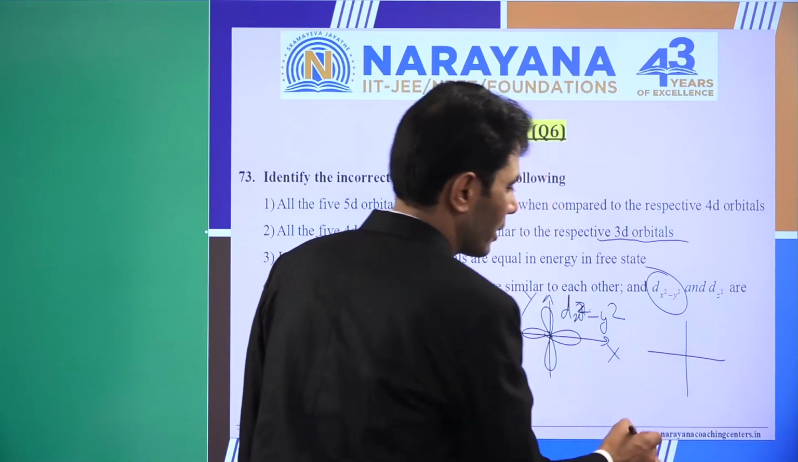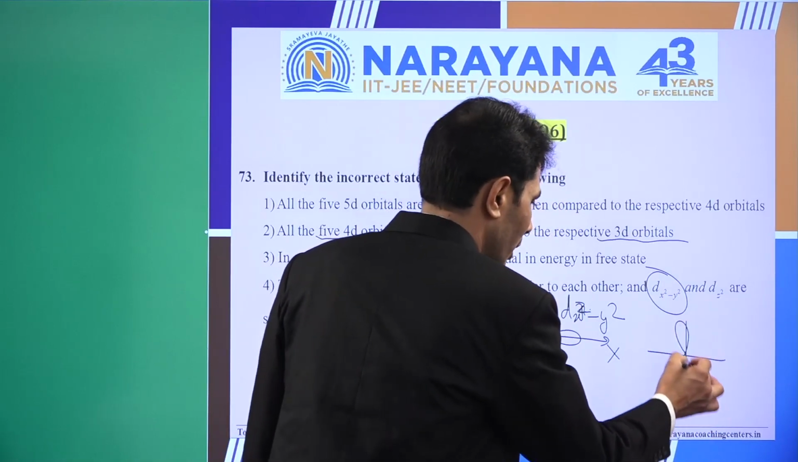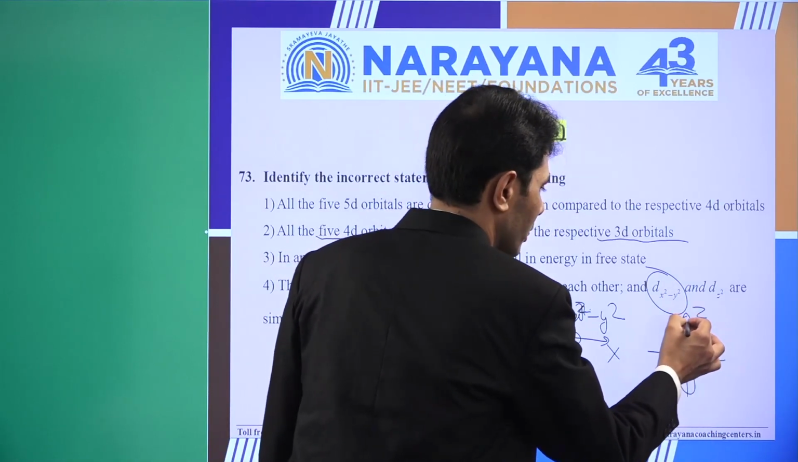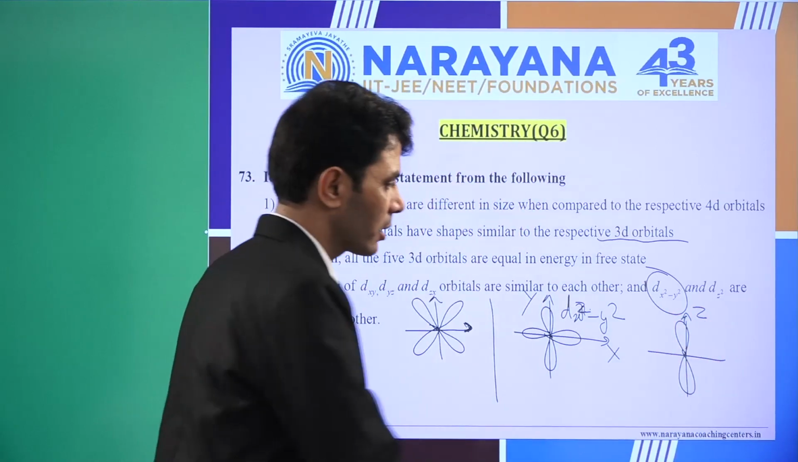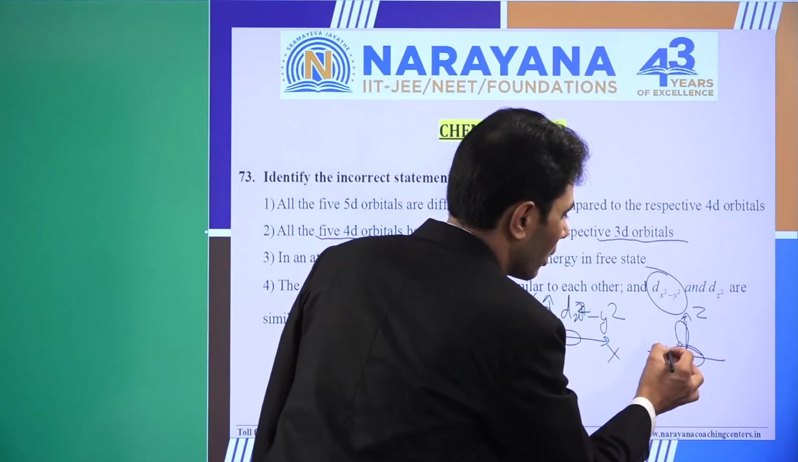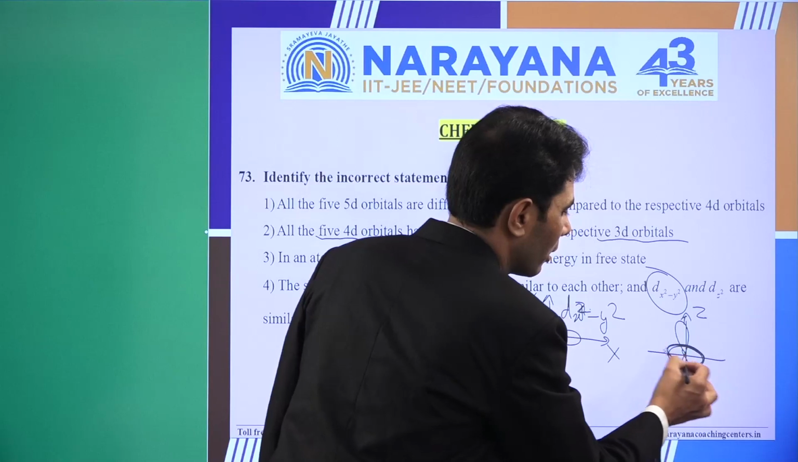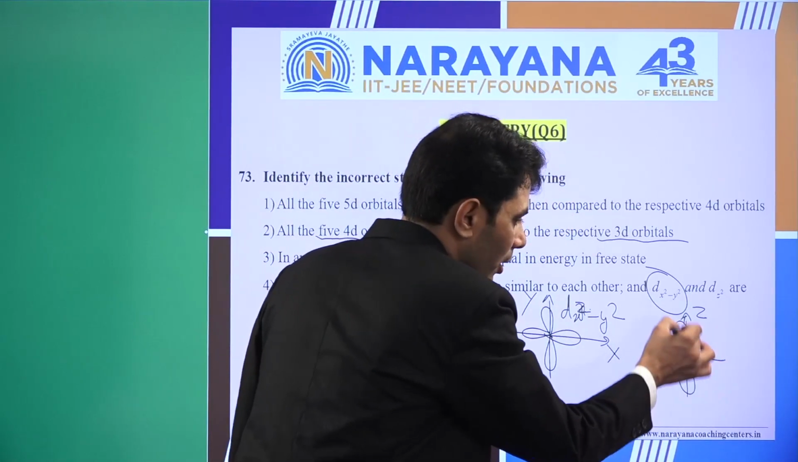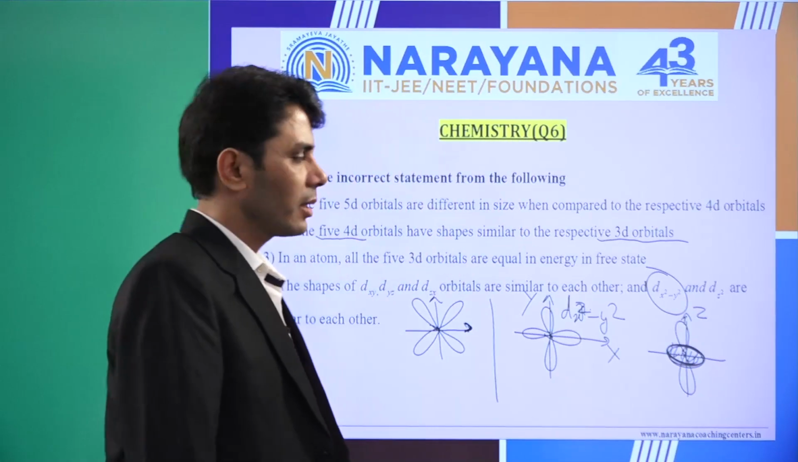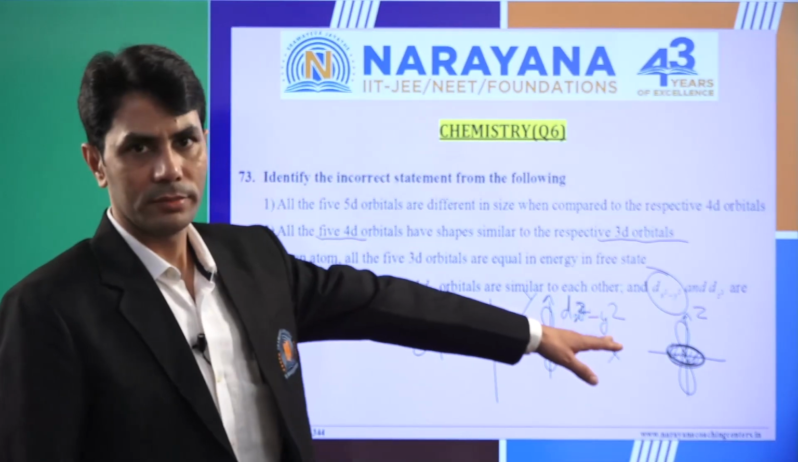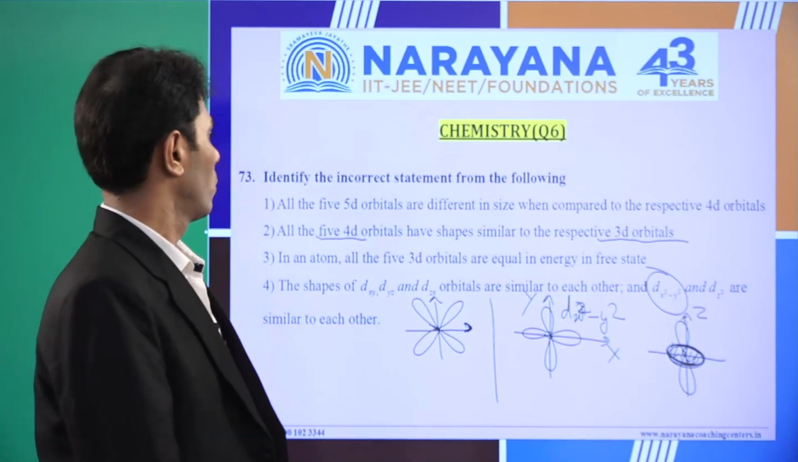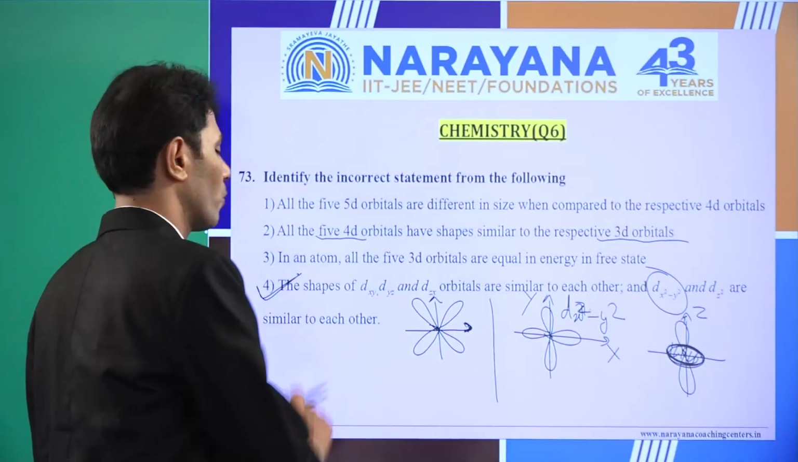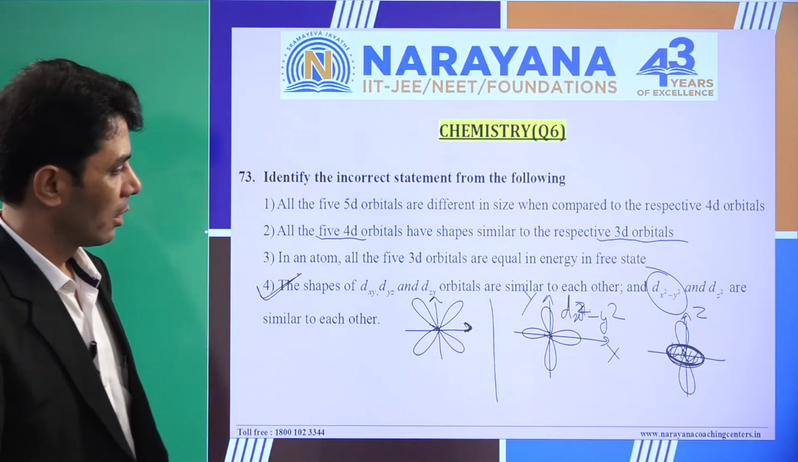Dz square has one dumbbell along the z-axis and one ring in the xy plane. This ring is in the xy plane, and the dumbbell is along the z-axis. So we can say these are not similar in shape. So which one is the incorrect statement? The fourth one, the last one. Okay. Next one.